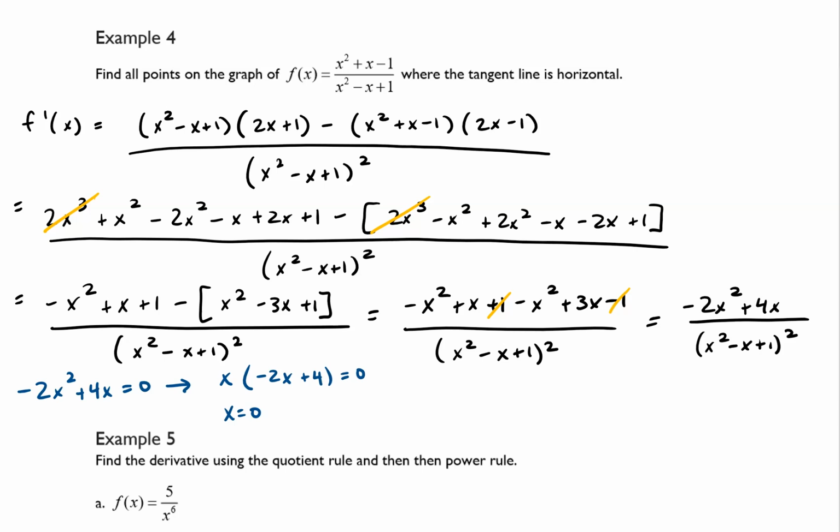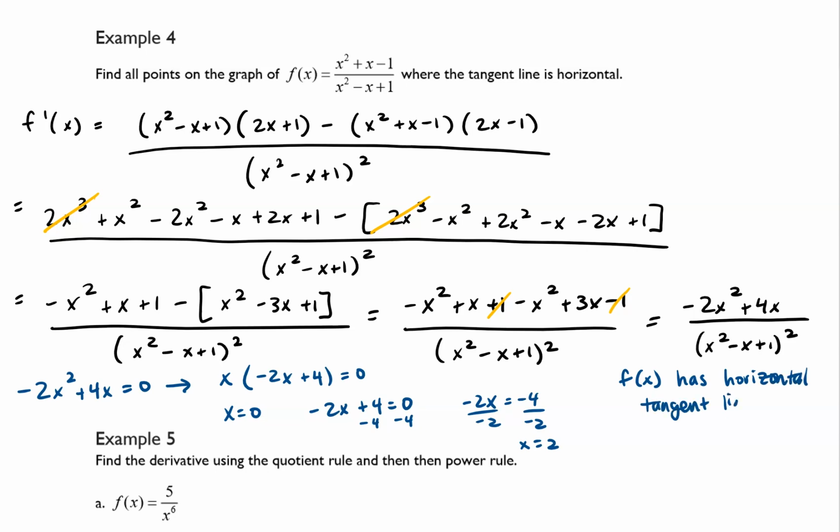And if we use the zero product principle, we can set both of those factors equal to 0. And we get negative 2x equals negative 4. And then if we divide both sides by negative 2, we get x equals positive 2. Okay, so that means that f of x has horizontal tangent lines when x equals 0, or x equals 2. So those are our two values there.